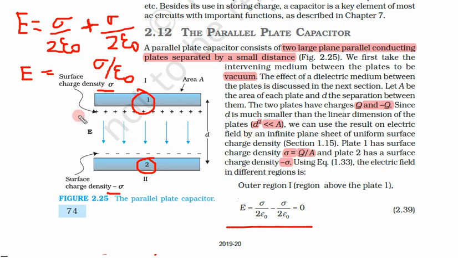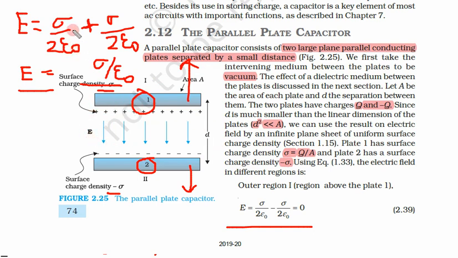So the total field for the capacitor is sigma upon epsilon naught. Why? Because no flux is going out of the capacitor, that we have already calculated. All the flux is inside the capacitor. No flux is leaving out.